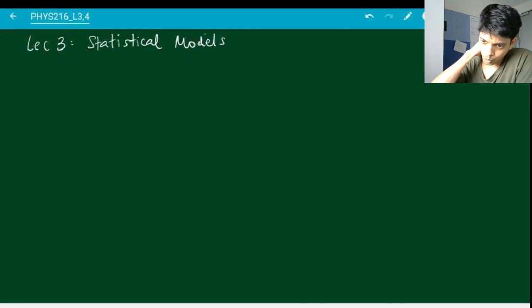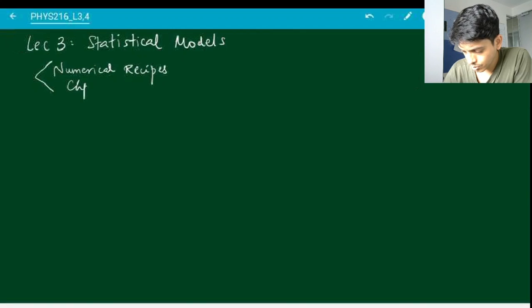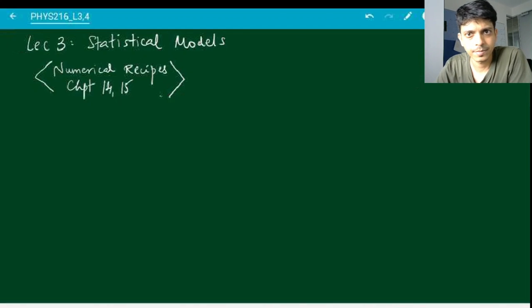And if you want to look at some reference for this, I would suggest looking at the book Numerical Recipes. We're going to be discussing some parts of chapter 14 and 15. A lot of what we're going to be discussing is pretty standard statistical textbook stuff. So in principle, you can also pick up any good statistics textbook and follow the relevant discussion from there.